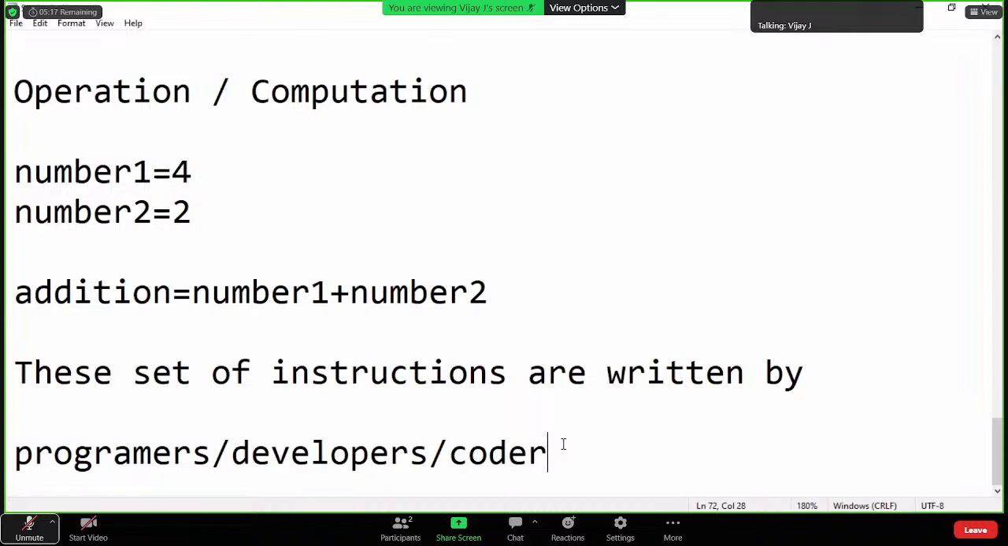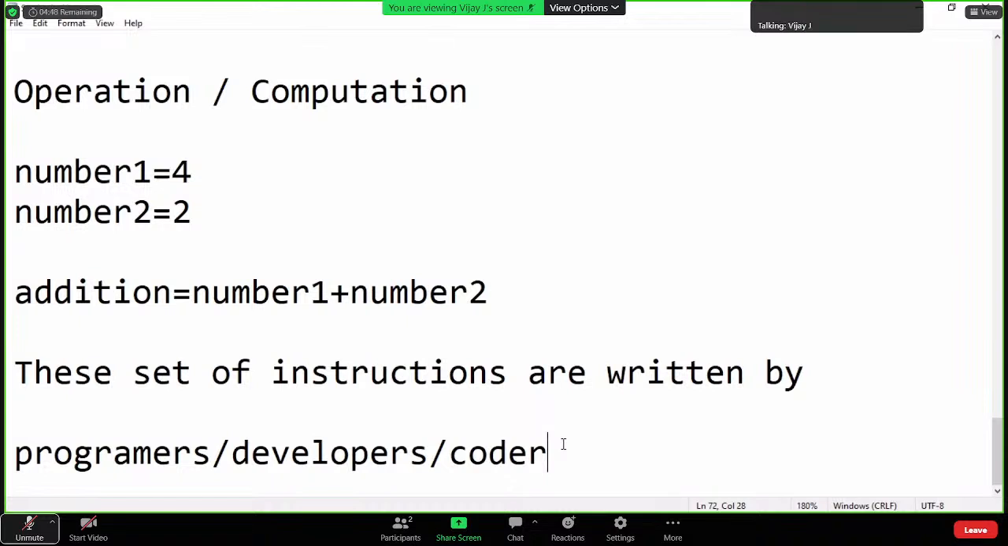For example, we want to paint a wall. We take the help of a painter. Yes or no? Suppose we want to repair our bike. We take the help of a mechanic. Clear? In a similar way, we want to write a set of instructions. Instructions means we want to write a program. We take the help of a programmer. Terminology: a programmer is also termed a developer or a coder.